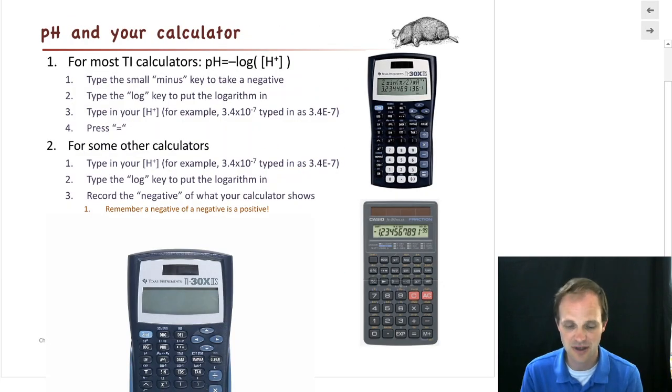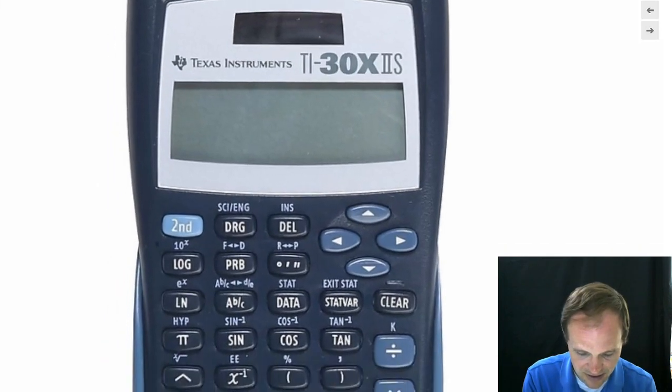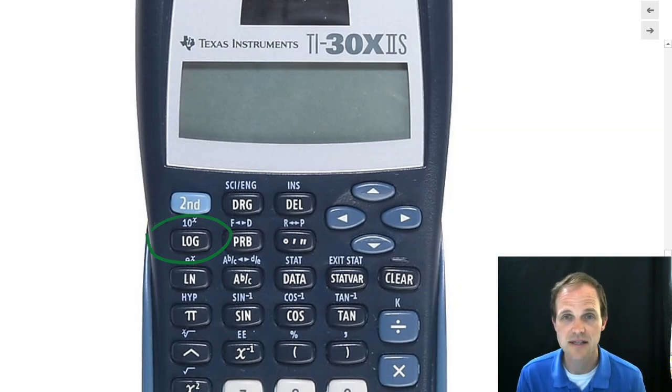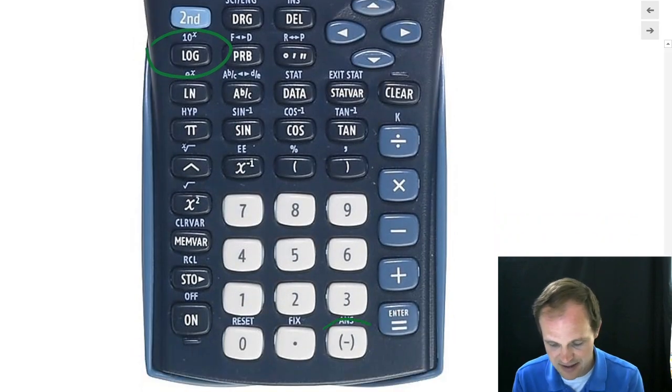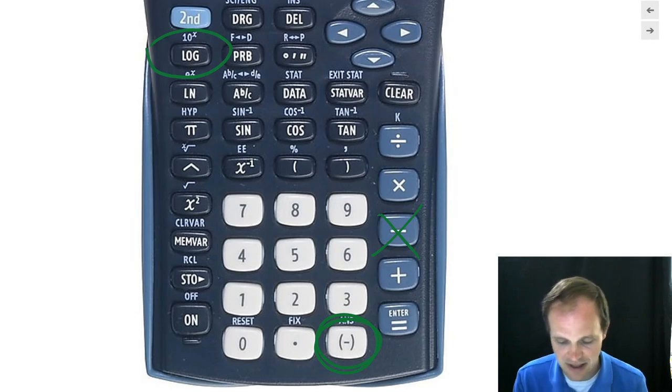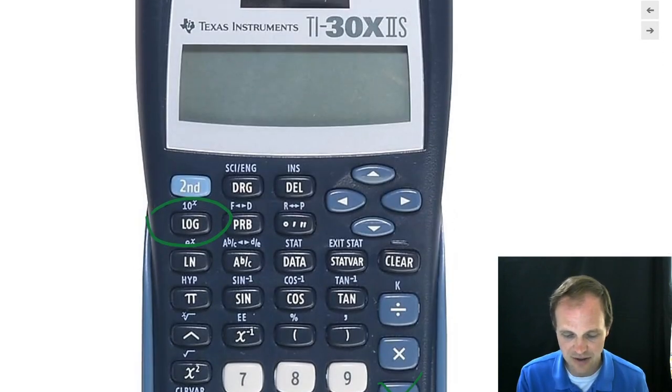Now, how do you actually do it on your calculator? For most TI calculators and most calculators that are a little fancier, you just type it as you see it. So take a negative, you hit the log key on a TI calculator. The log key, let me see, is this one right here. You can see that in green. And so you're going to hit the negative key. Now remember, negative is this one down here, not the minus sign. That says I'm subtracting two numbers, but I want the negative sign. So you're going to hit the negative log, and then you're going to type in your number.